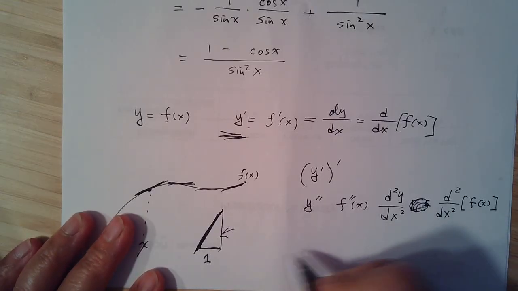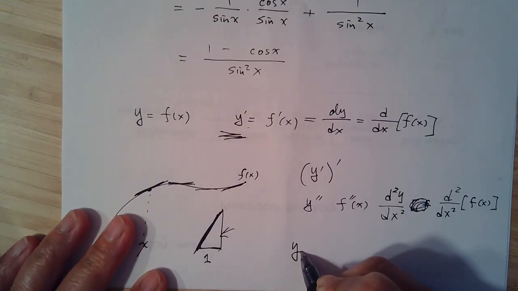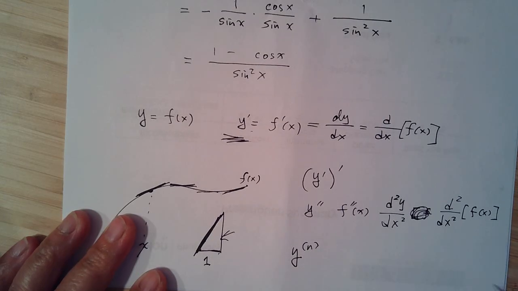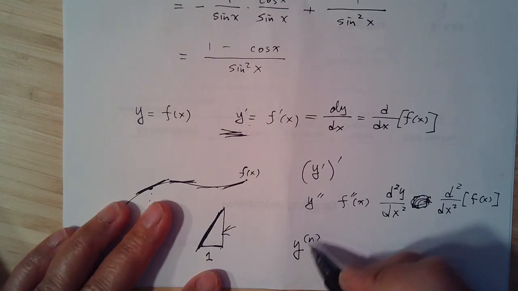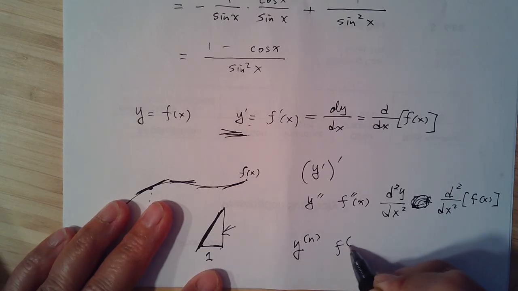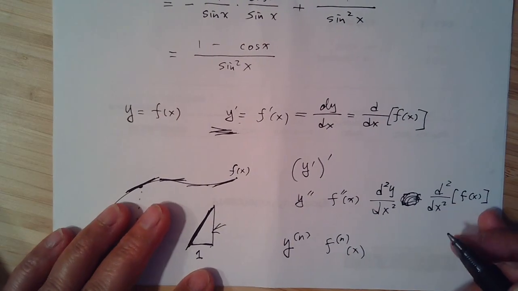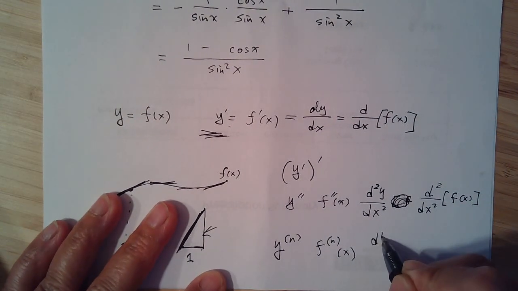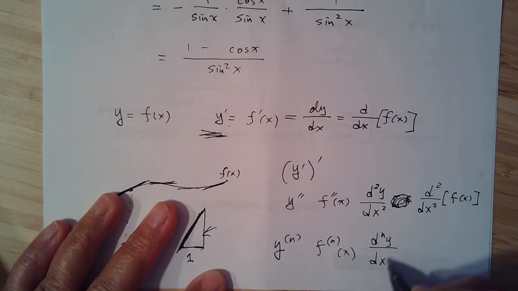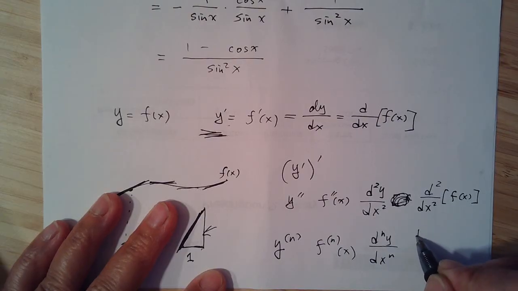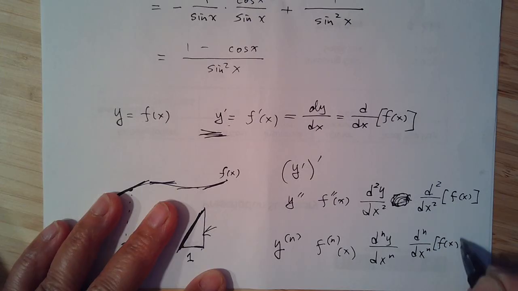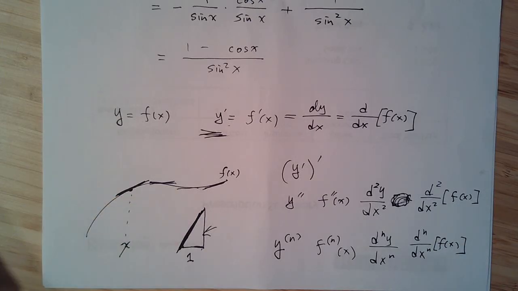So it's very similar if you have the nth derivative. Because I don't want to write so many primes there, just y to the n. You can write f to the n of x. This is just the expression in our calculus, okay? So it's going to be d^n y over dx^n, or d^n over dx^n f of x. So that means the nth derivative. That means you have to take the derivative n times.